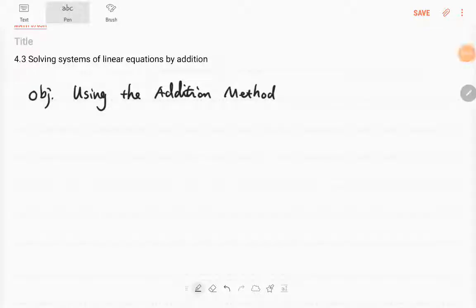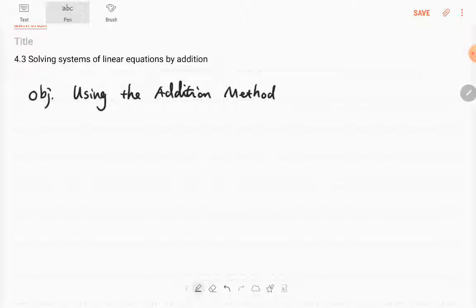Okay, let's start with the 4.3. Last week, when we talked about 4.2, we talked about how to solve the system of linear equations by the substitution method, right? So today we're going to talk about another method called the addition method. This method will also help us to solve the system of linear equations.